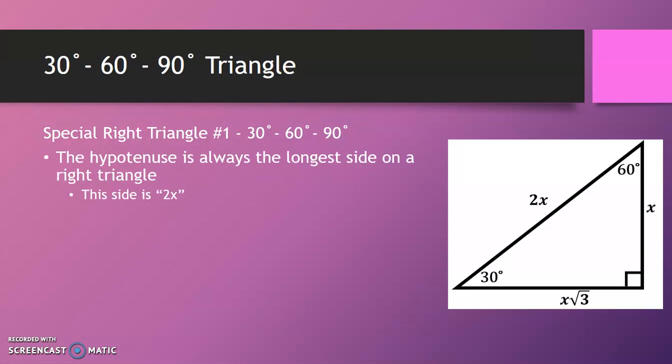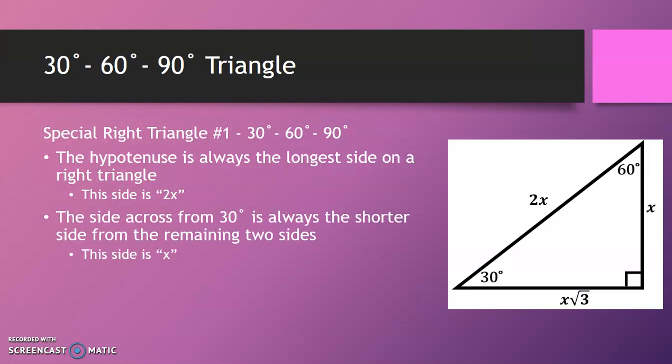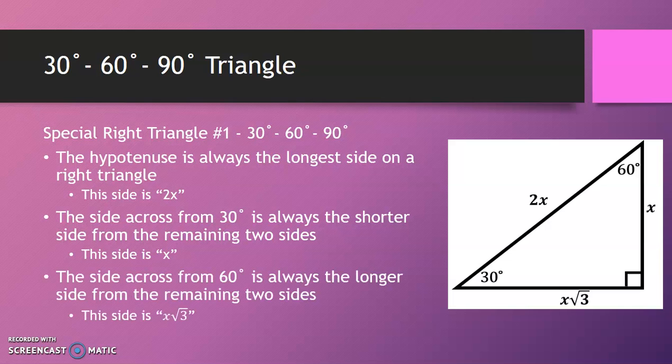For all right triangles, the hypotenuse is always going to be the longest side. And so for a 30, 60, 90 triangle, that side can be represented by the portion 2x. The side across from the 30 degrees is always considered the shorter side, or the shorter leg, from the remaining two sides that are not the hypotenuse. That side is going to be labeled as x. The side across from 60 degrees is always the longer side from the remaining two sides, and that one will always be labeled x radical 3.